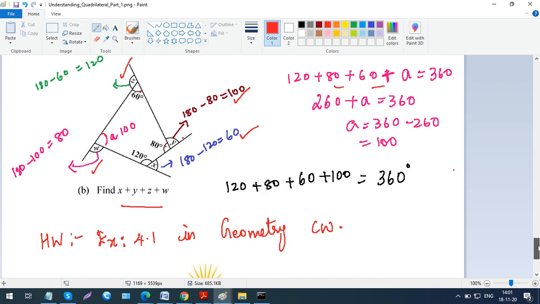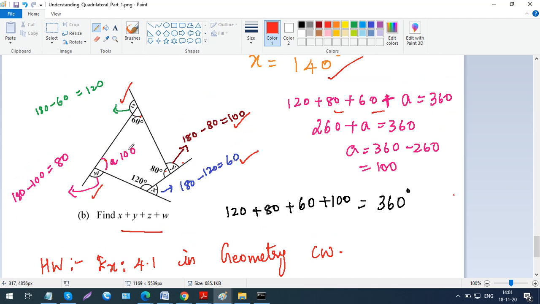Yeah, so first you need to find out A, right? Because only then you can find the W. So for A, you find out using all these 4 angles, 120, 80 plus 60, and then A gives you 360. It is supposed to give you 360 degrees, right? So when you add this, you get 260 plus A equals 360, or A equals 100 degrees. Okay, so first using the interior angles, you find the A. Then you use this A to find the W. Then add all of them and you get 360 degrees.